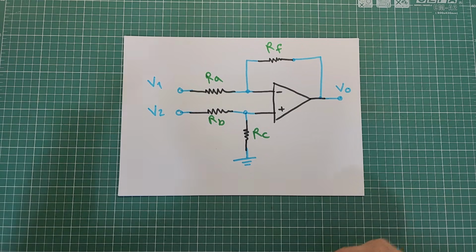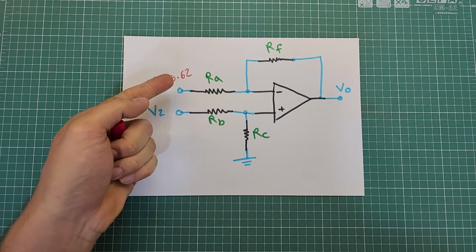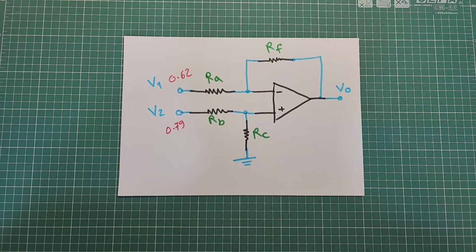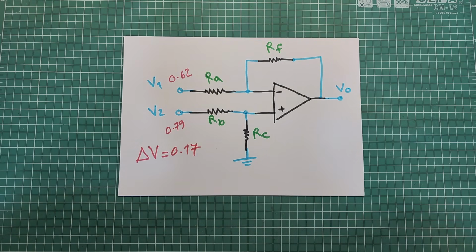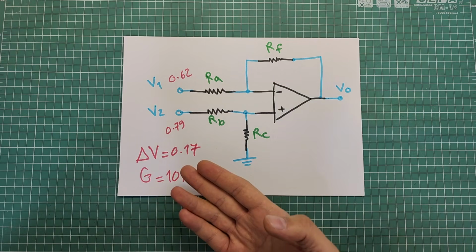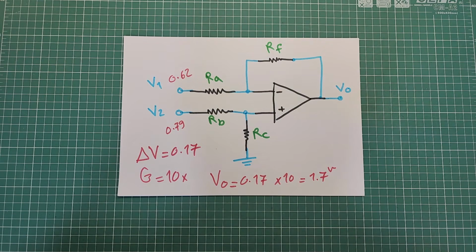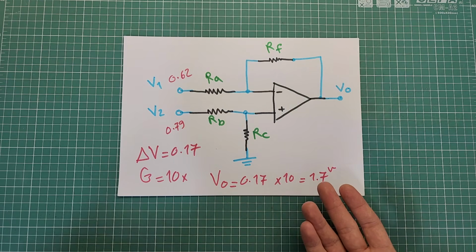For example, if the voltage at V1 is 0.62 volts and the voltage at V2 is 0.79, then the difference between these two inputs is 0.17. Let me assume that the amplifier gain is 10x. Then the voltage at output will be VO is equal to 0.17 times 10 equal to 1.7 volts.